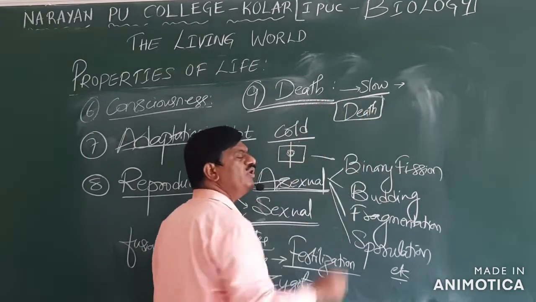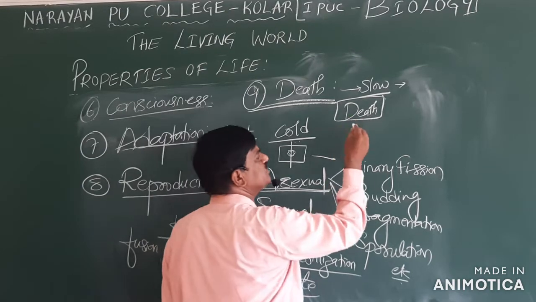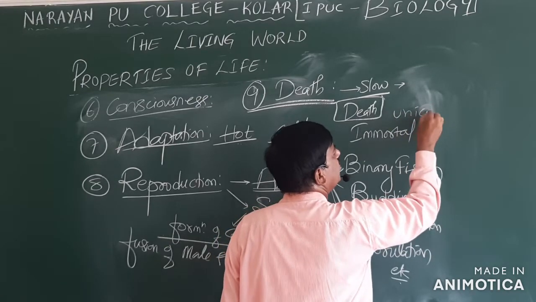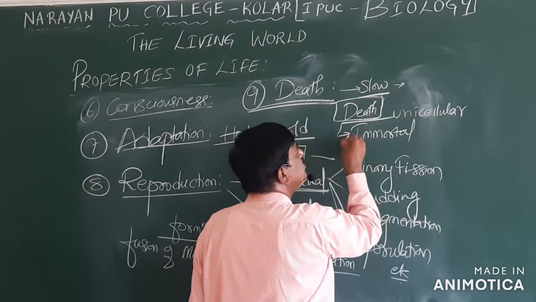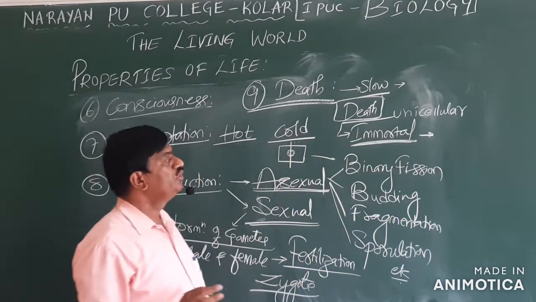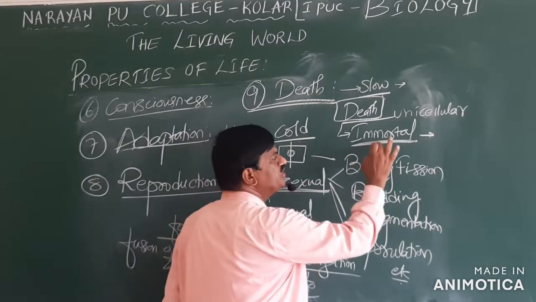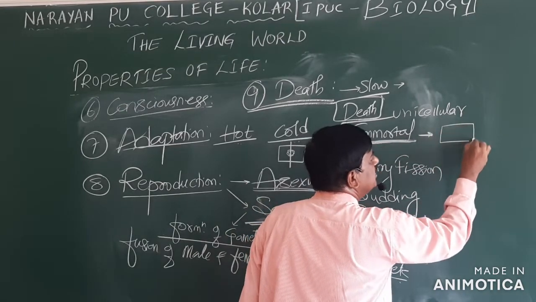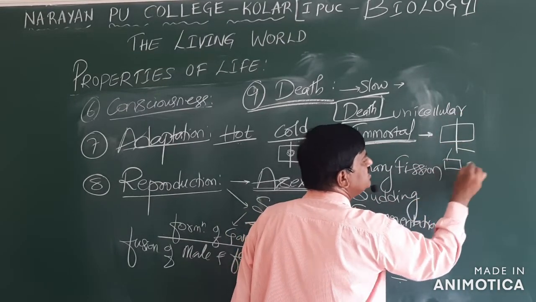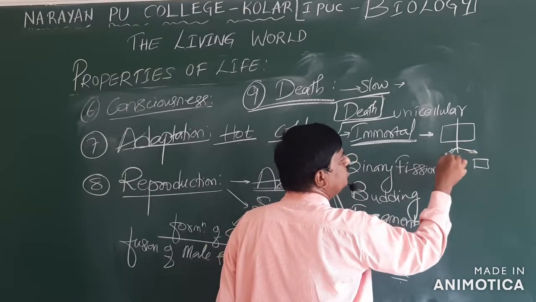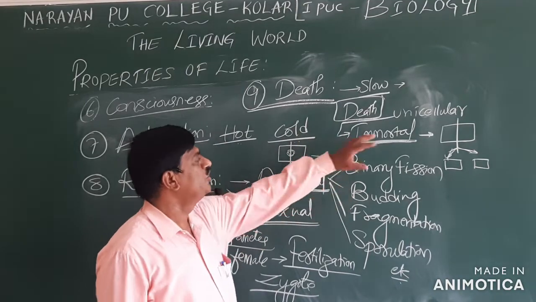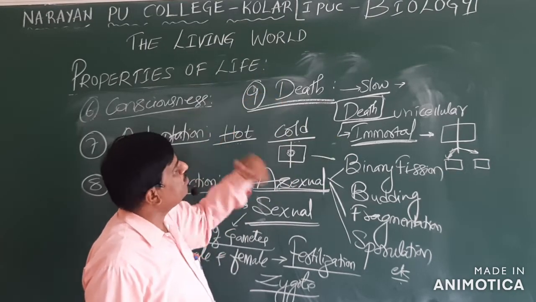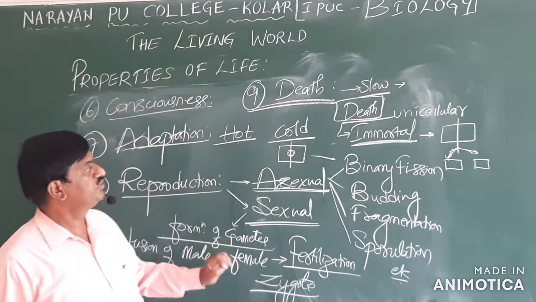Now, unicellular organisms are immortal. The meaning of immortal is that there is no death in the organism, because in unicellular organisms the parental body, like a bacterium, splits into two daughter cells. The parent is split into two daughter cells, or two young ones. So there is no death in unicellular organisms, but for all other organisms, plant, animal, anything, death is a must.